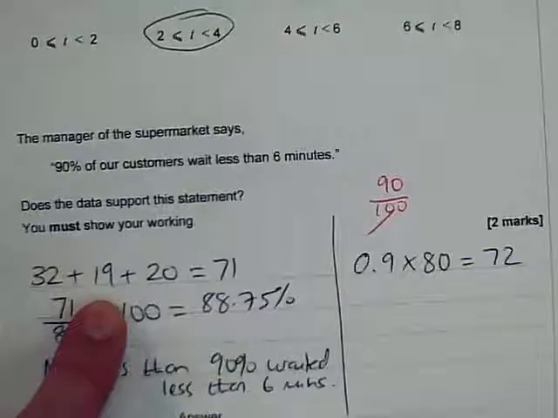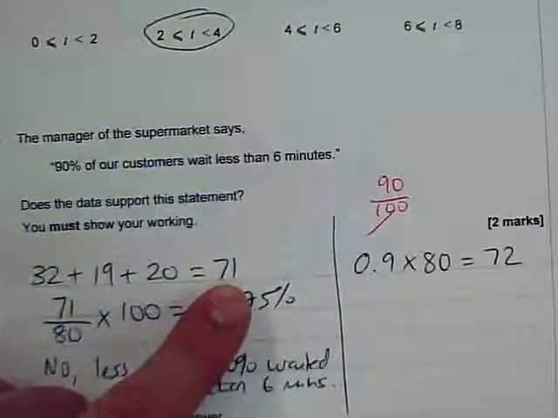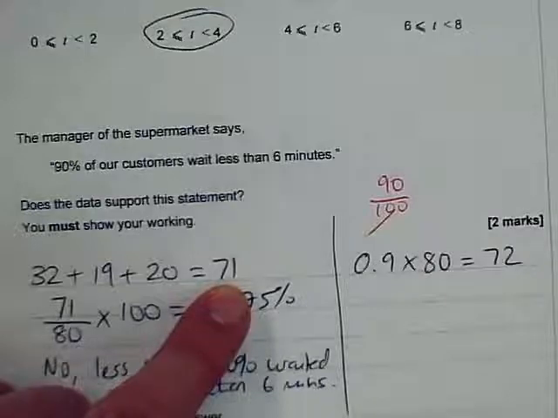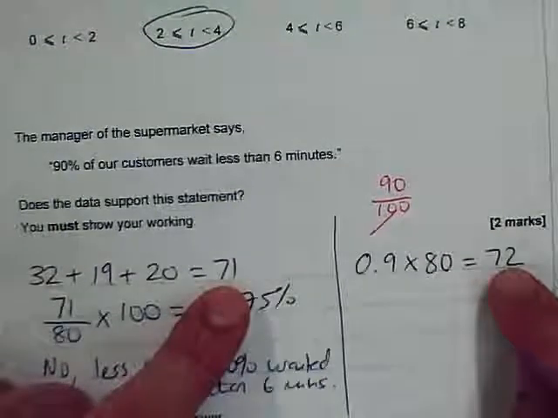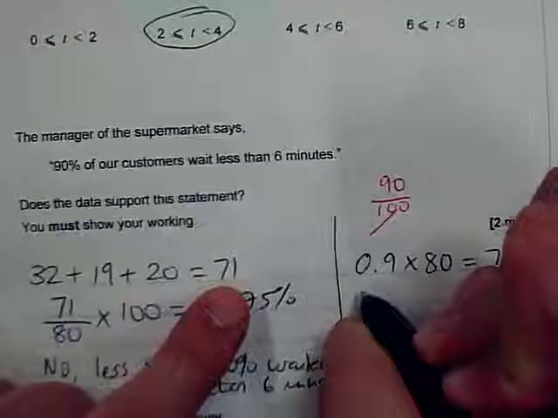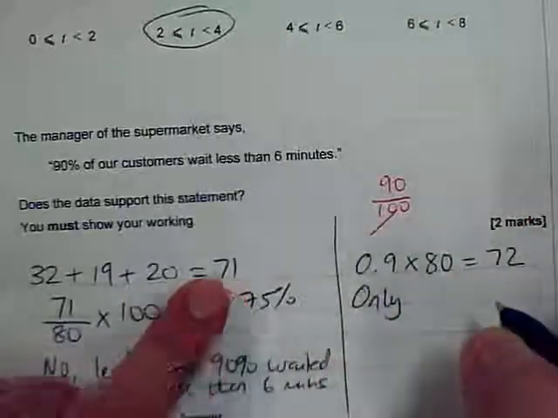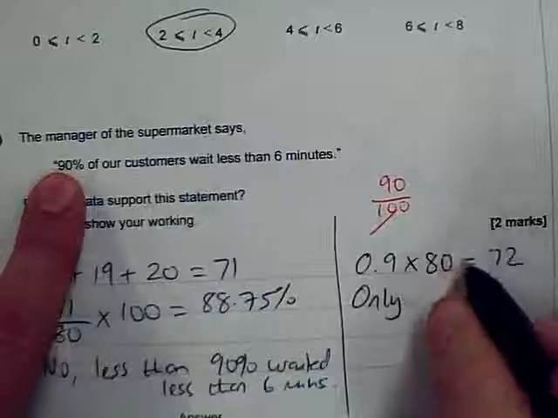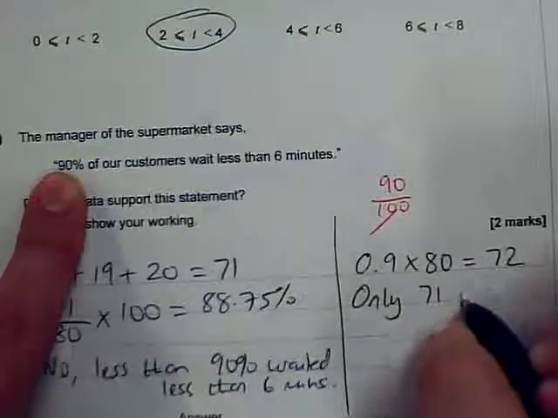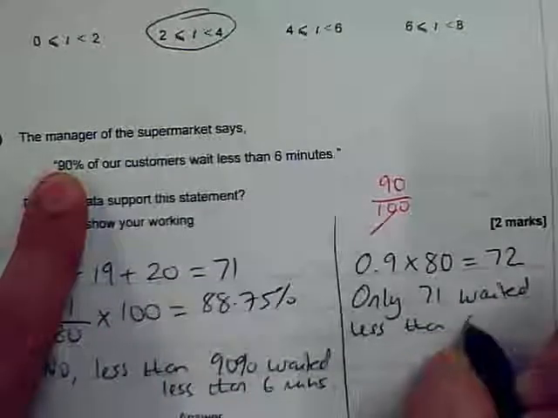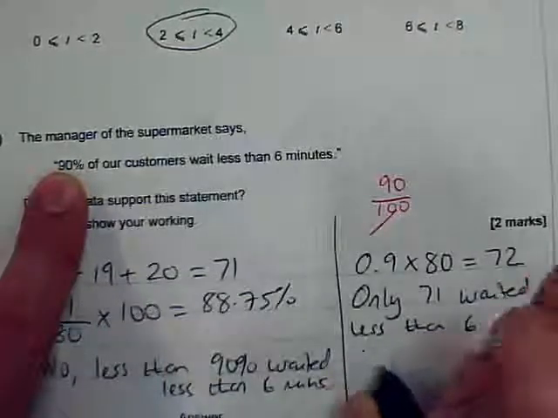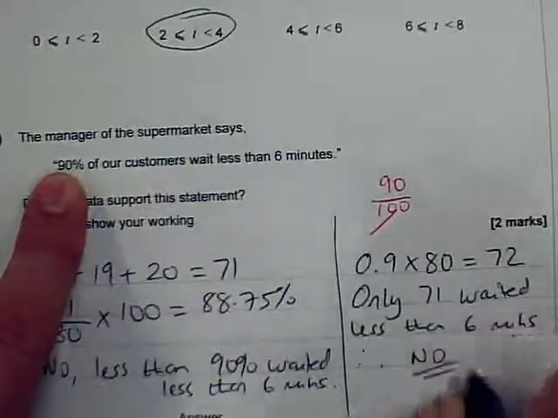By adding up the values, we can see that actually only 71 people waited when we should have 72, and therefore it wasn't 90%. So only 71 people, therefore the manager is wrong.